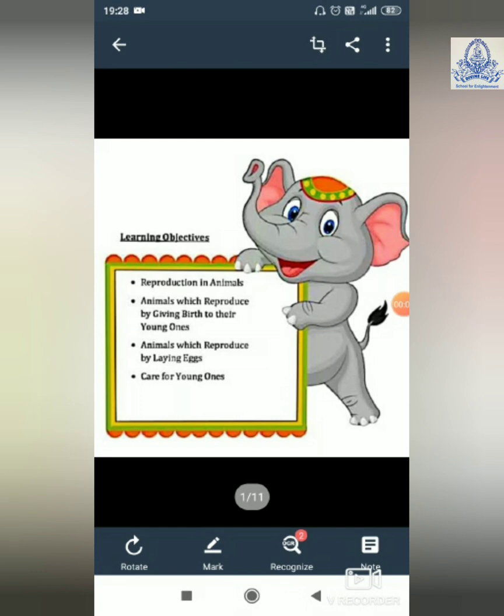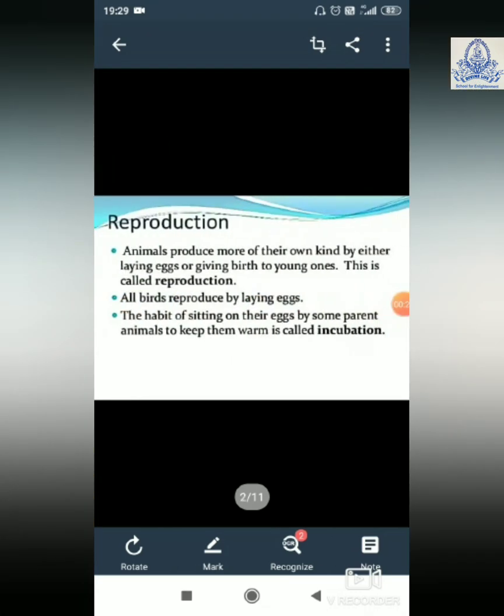Students, we have done about the reproduction term and we have understood what is reproduction. Now we are going to study reproduction in animals under three heads: animals which reproduce by giving birth to the young ones, animals which reproduce by laying eggs, and care for young ones.